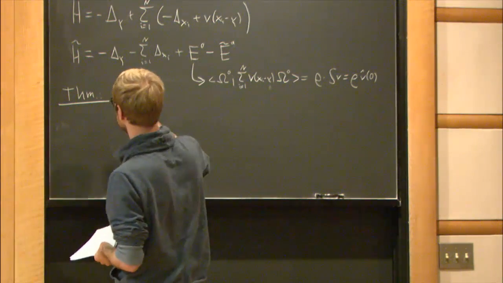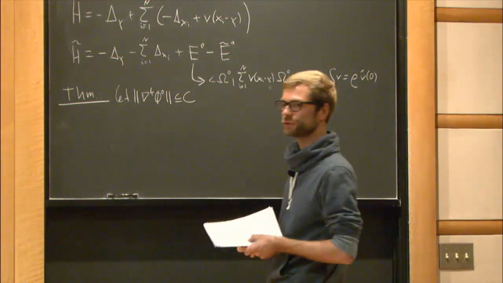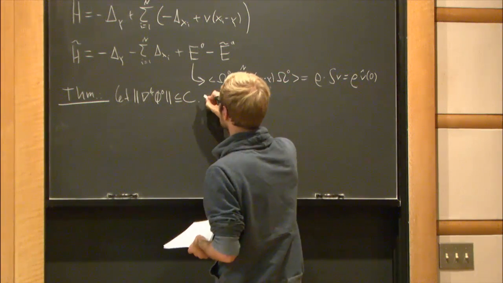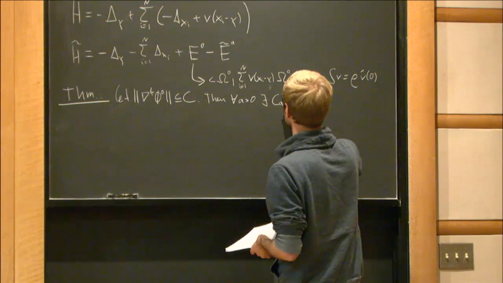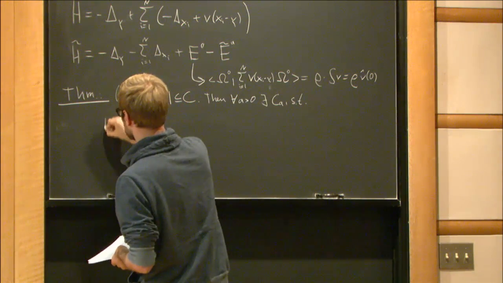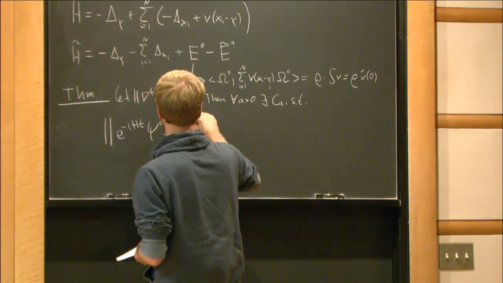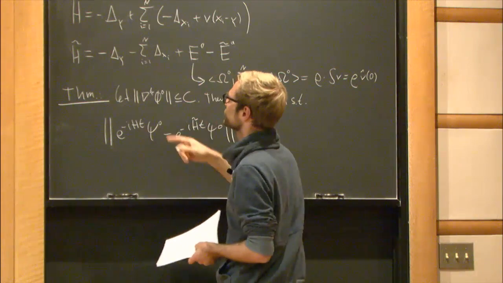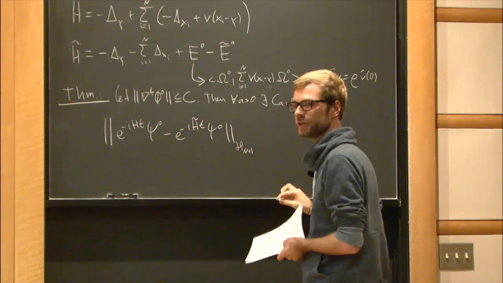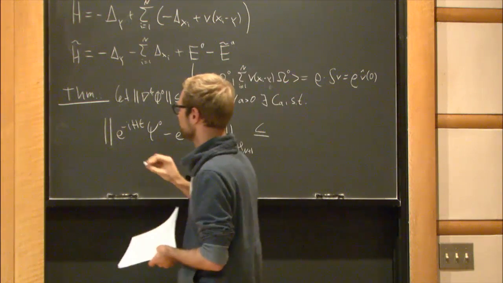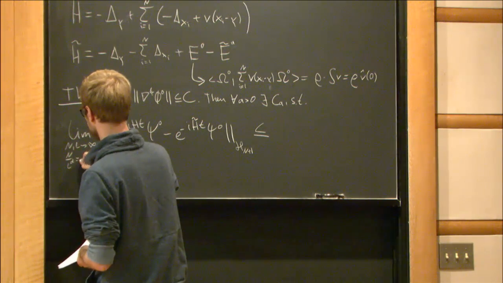As I already wrote here, for the initial conditions, I assume that nabla to the 4 phi 0 is bounded independent of rho and n and L. And then the statement is that for all a bigger 0, there's a constant Ca such that the norm distance between e to the minus i h t psi 0 and e to the minus i h tilde t psi 0, the time evolution generated by those two Hamiltonians, really the norm difference in the n plus 1 particle Hilbert space, is bounded in the thermodynamic limit n, L to infinity for constant density rho.